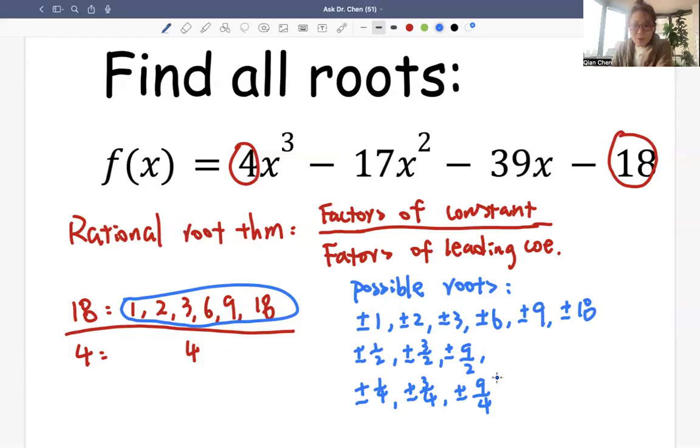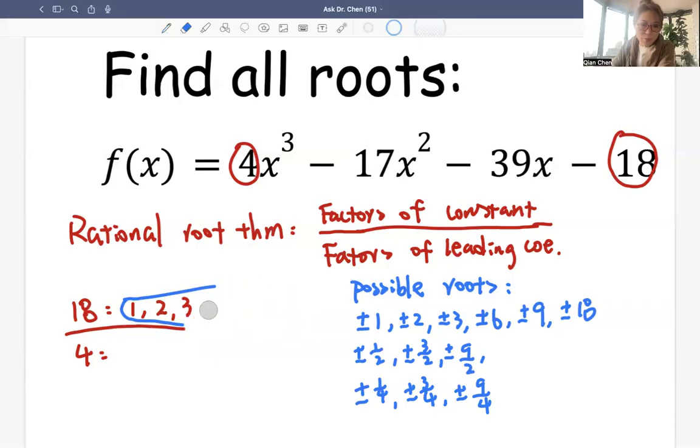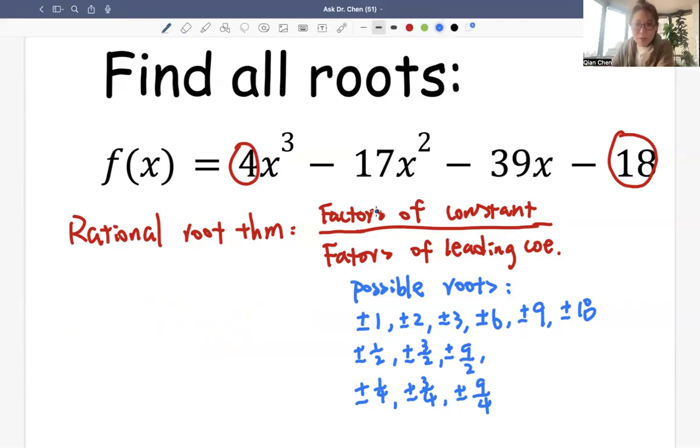But usually, do we really have to do this? Well, sometimes we do, but for practice purposes, usually we do not. We just try the simplest, the easy ones. So for us, let's try plus minus 1. Because it's degree 3, let's use synthetic division. Synthetic division, I like to call short division.